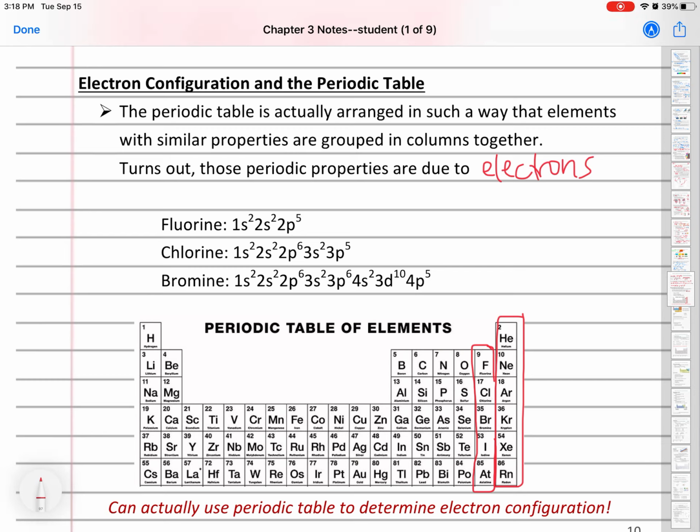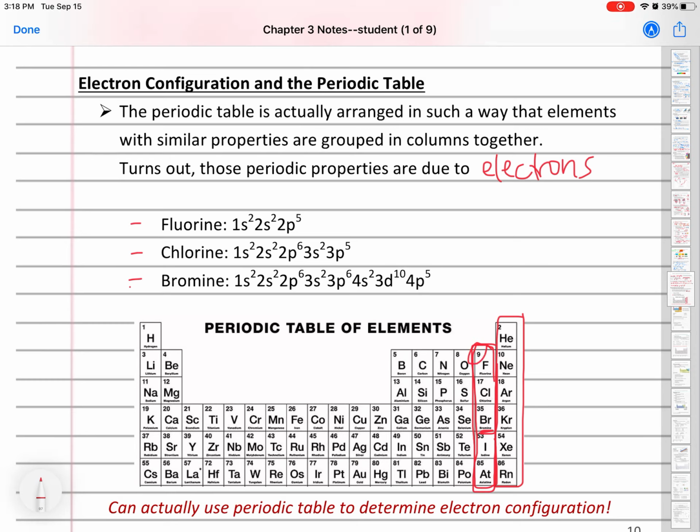Turns out these properties are due to electrons. They're kind of like the most important subatomic particle, if you ask me, because so much of chemistry is dependent on electrons. It's not even funny. And the periodic table, basically, is arranged based on similarities between electrons. So let's just look at this column here, these three: fluorine, chlorine, and bromine. Let's look at their electron configurations.